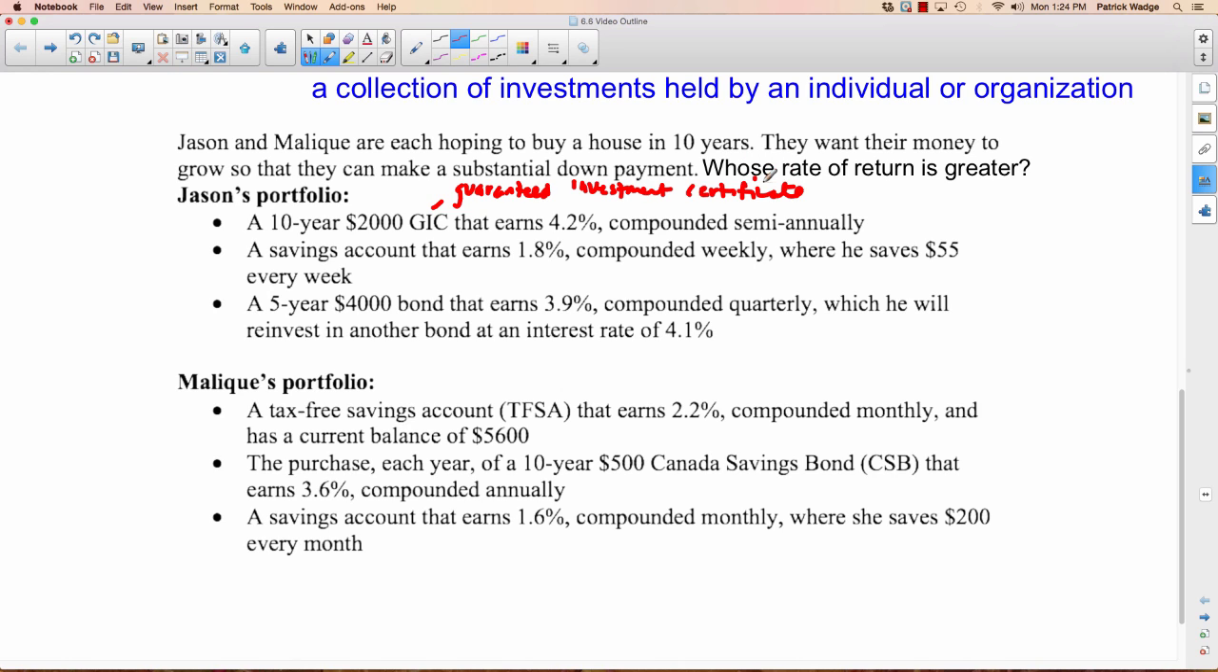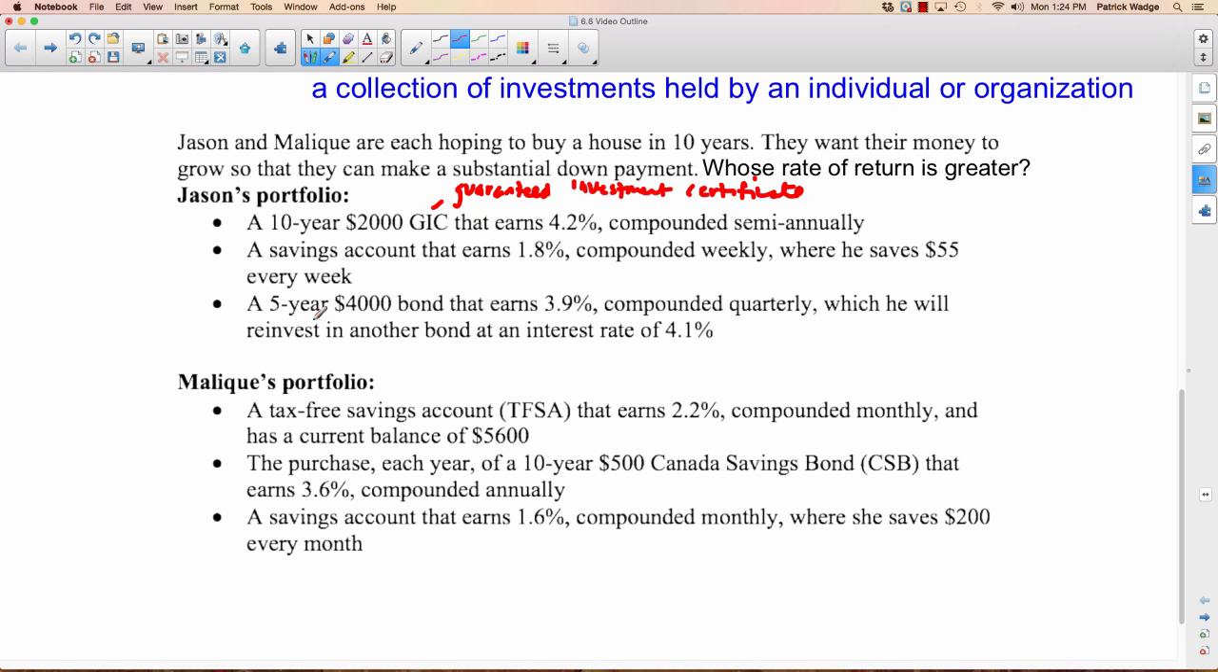And these are things that are guaranteed, as the name suggests. So they're very low risk. You know you're going to get that money unless the bank defaults or goes under or something, very unlikely. And because they're low risk, they're also fairly low return. So in this case, you get a 4.2% return. So there you go. He also has a savings account. You know what a savings account is. And that earns 1.8%. And he's also saving $55 every week in that.